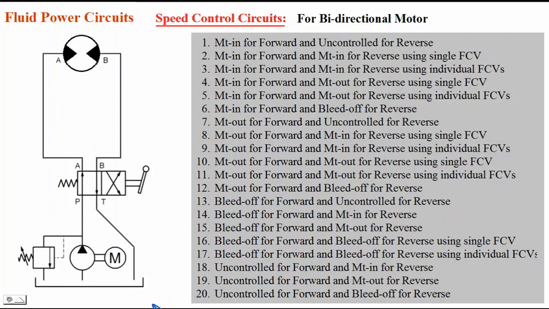If a question is randomly asked like this, draw meter in circuit, then think meter in for extension and uncontrolled for retraction. Draw that circuit. If they ask draw meter out circuit only like that, then think it is meter out for extension and uncontrolled during retraction. They have not given anything for retraction. That's why we can consider uncontrolled for retraction. So likewise, generalize the answer also and draw the particular one. Okay, thank you.